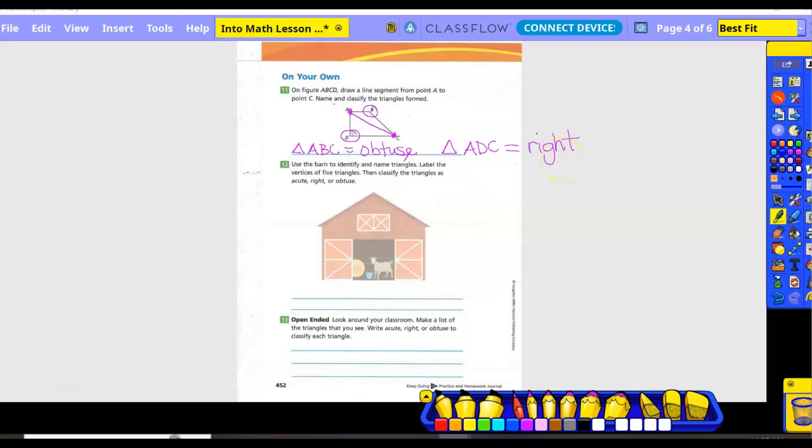Number 12, use the barn to identify the named triangles. Label the vertices of 5 triangles. Then classify the triangles as acute, right, or obtuse. So let's use this right here, and let's call it ABC. So triangle ABC is what? A right triangle or an acute triangle.